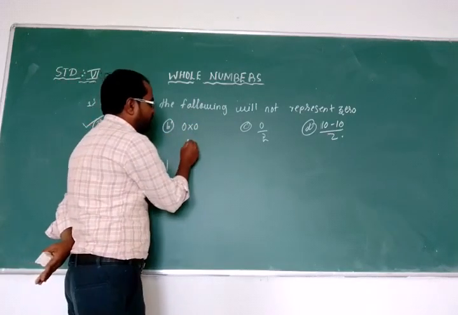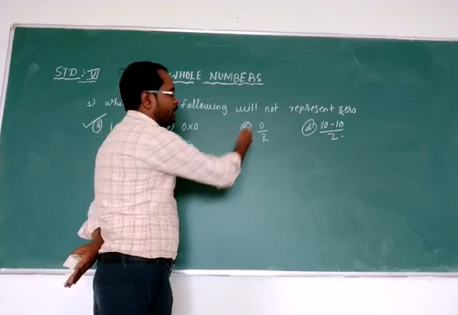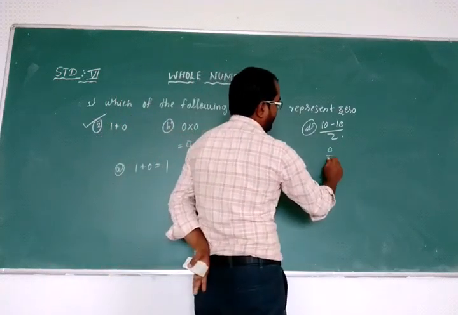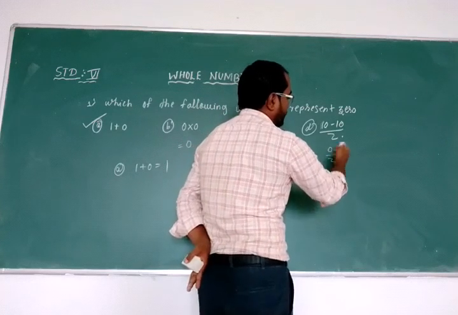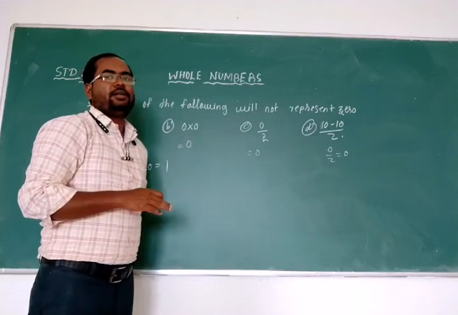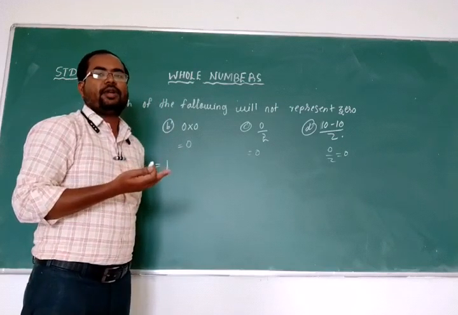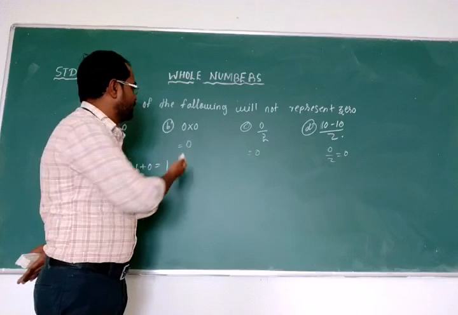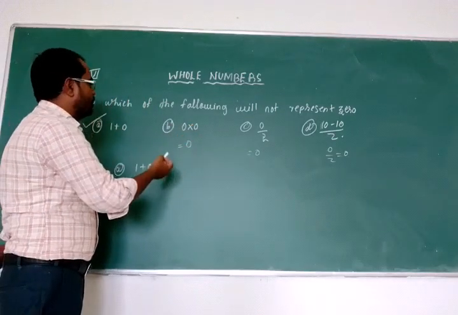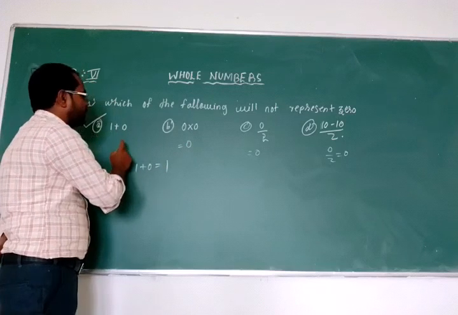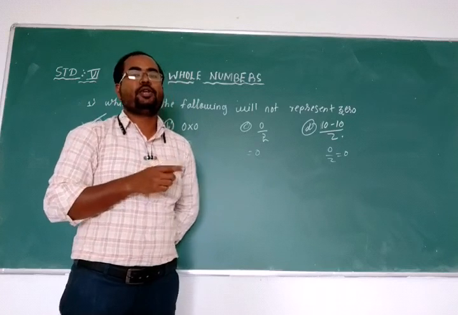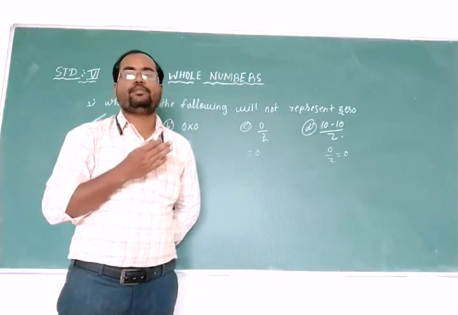See here, 0 into 0 will be 0. 0 divided by 2 is 0. 10 minus 10 will be 0, divided by 2, so at the end the answer will be 0, because 0 divided by anything will remain as 0. So 0 into 0 is also 0. So which of the following will not represent a 0? Your answer is 1 plus 0, because 1 plus 0 gives the answer 1, not 0. So it will not represent a 0.